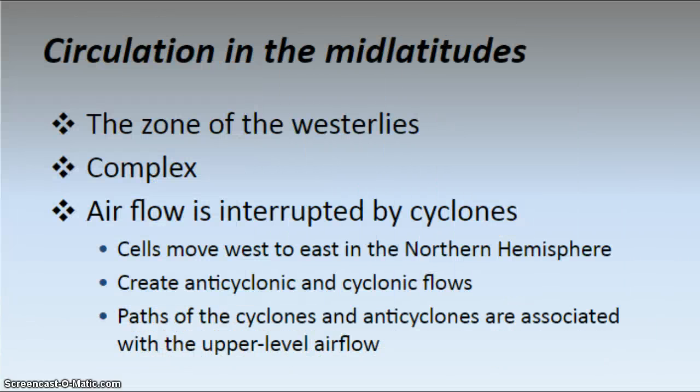And last but not least, the zone of the westerlies, they're very complex. Airflow is interrupted by cyclones. That's what we've defined as these counterclockwise moving low pressure systems. Cells move from west to east in the northern hemisphere. These are generating both anticyclonic and cyclonic flows. And the passing cyclones and anticyclones are associated with upper level airflow, or the jet stream. So the westerlies are driving our weather from the west to the east.